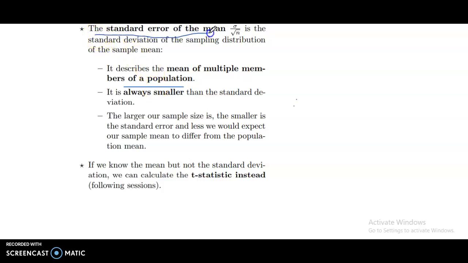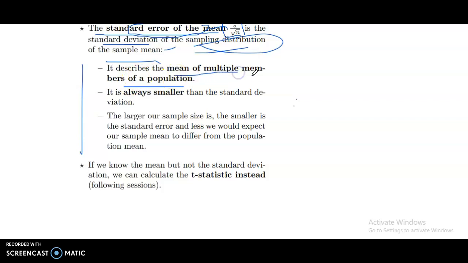The standard error of the mean, sigma divided by root of n, is the standard deviation of the sampling distribution of the sample mean. It describes the mean of multiple members of a population.